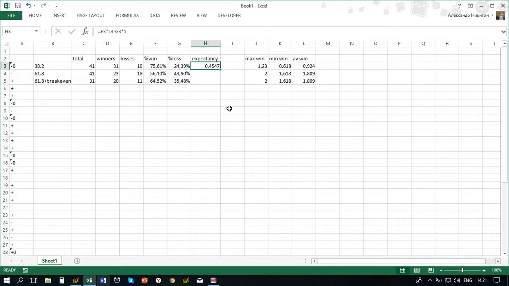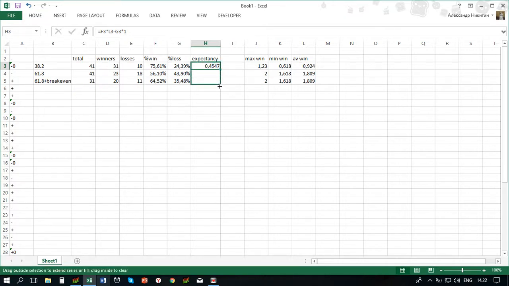0.4547 is the average return. On each and every trade, on average, we generate 0.45 of what we were risking. If we were risking $1, then we generate 0.45 cents back on each and every trade on average. And if we were risking 1% of our account, then we will generate 0.45 of that percent. If we were risking, let's say 2%, 3%, we generate 0.45 of those 2%, of those 3%, and so on and so forth.